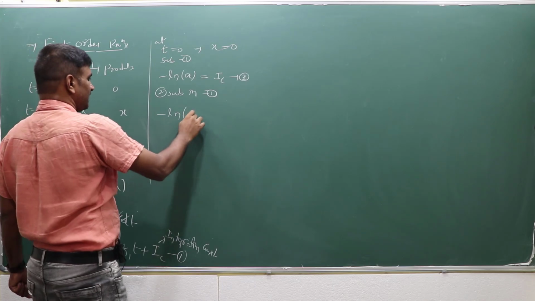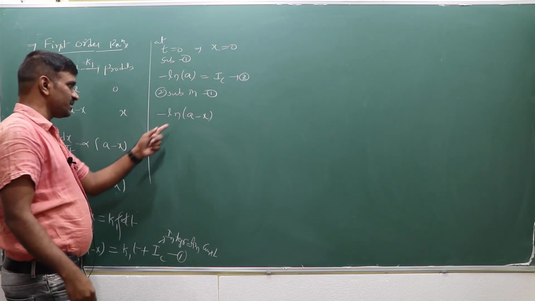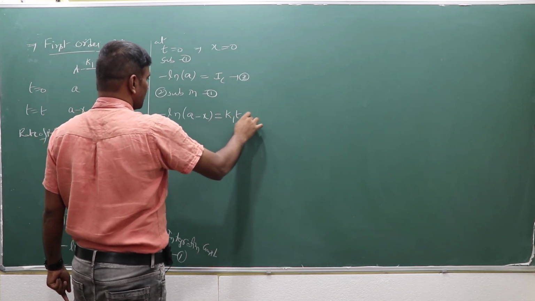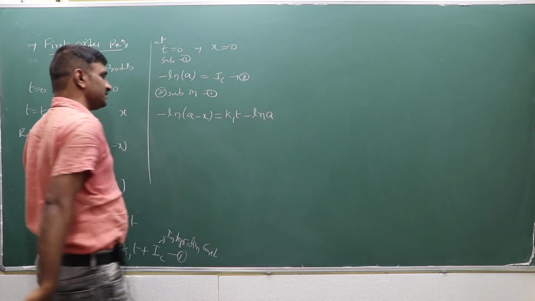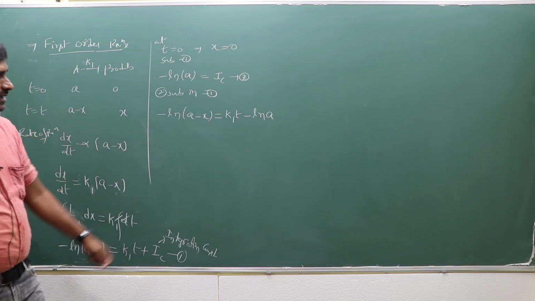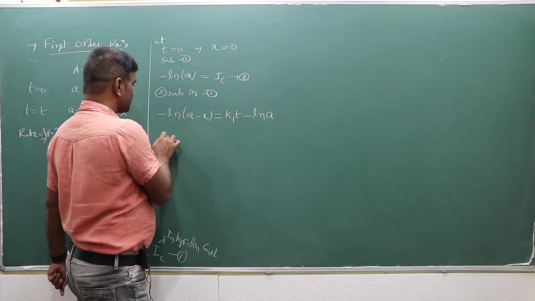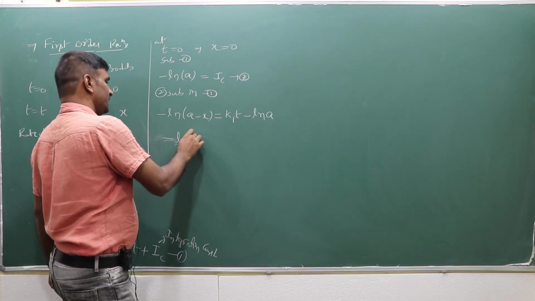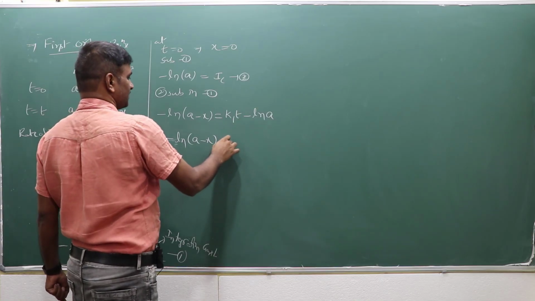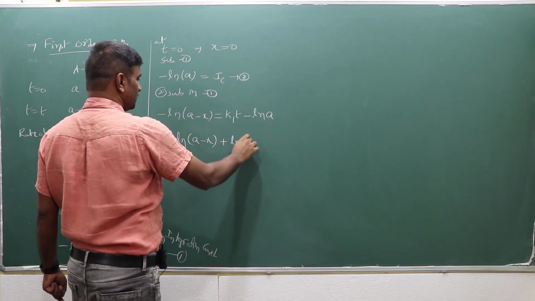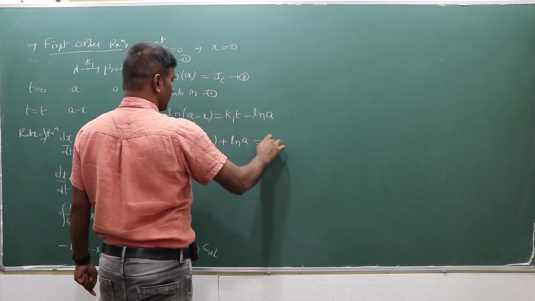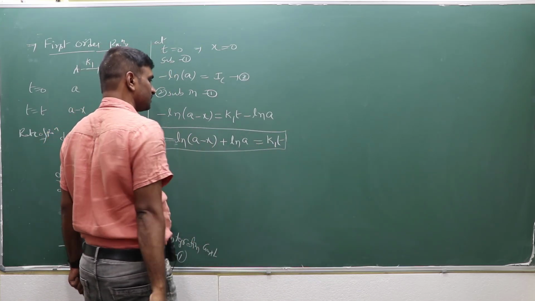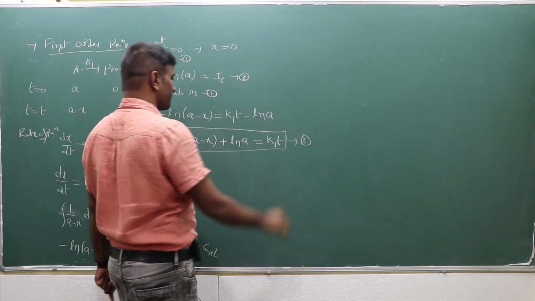So that means minus ln a minus x, ln means base e, is equal to k1 into t minus ln a. If this is shifted to the right side, what will happen? Minus ln a minus x: this was shifted to the right side, so minus becomes positive, equal to k1 into t. This is one equation. Suppose this is equation number 3.